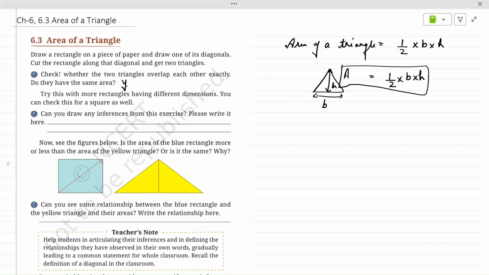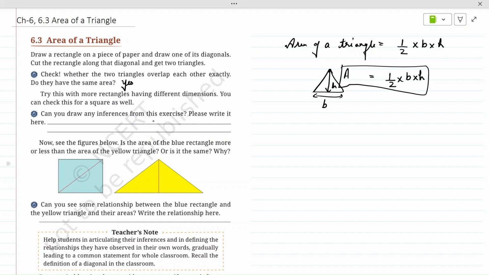So yes, if we do this activity, you will see that these two triangles will overlap each other and also they will have the same area, because they are two equal halves of a rectangle. Now, can you try this with more rectangles having different dimensions? You can check this for a square as well. Even if we do this activity for a square, we will see the same thing, because this is the complete area and we are dividing it into two equal halves, and these two equal halves are in the shape of a rectangle here.